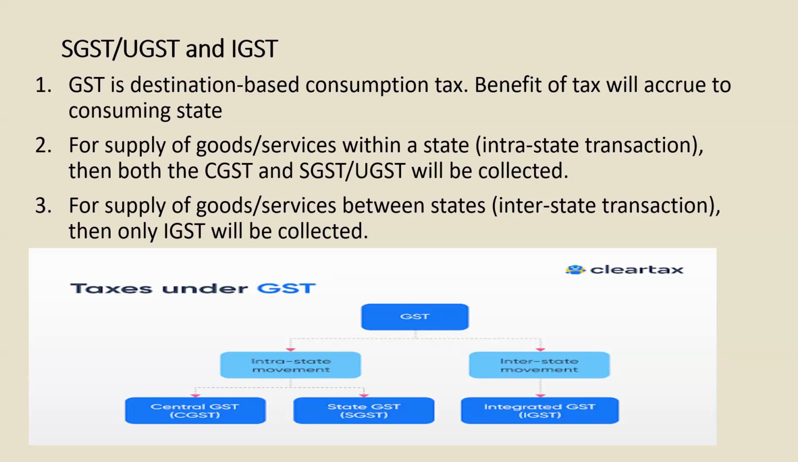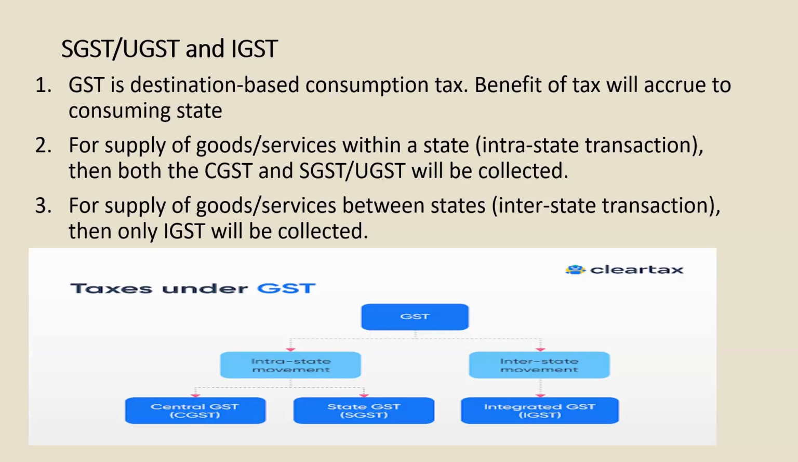That benefit will accrue to the consuming state, the destination-based consuming state. Not the original state, the state where it originates, but where the goods or services are consumed. That particular state will get the benefit of that tax. Now, in normal parlance, we have two ways in which goods and services are being supplied.